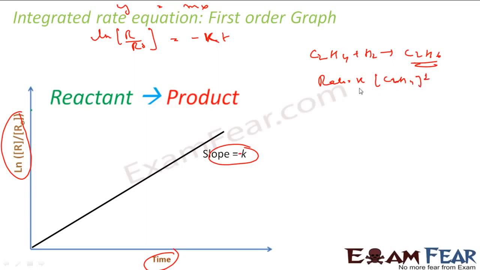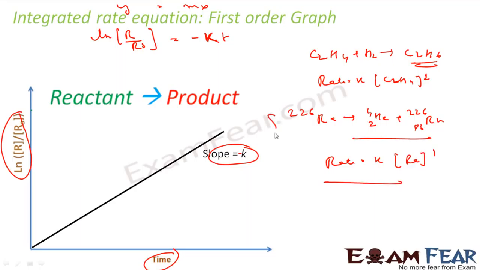In fact, all the natural and artificial radioactive decay of unstable nuclei is first order. For example, 226 Ra will give you helium plus 222 Rn 86. The rate, if you see, is nothing but k times the concentration of Ra to the power 1. So all the radioactive decay is generally first order, right? Also, the decomposition of N2O5 is also a first order reaction.